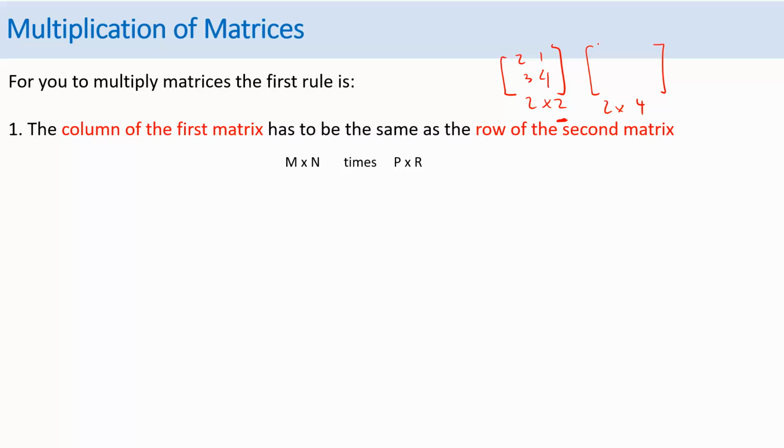So it will be like this. It will be 1, 2, 3, 4, 5, 6, 7, 8. See how I've got 2 rows and 4 columns? It doesn't matter what these are as long as these two are the same. Column of the first, row of the second. Okay, it has to be in that order. So this times this, these two have to be the same for you to multiply. That's the first rule. Yes, Sydney?